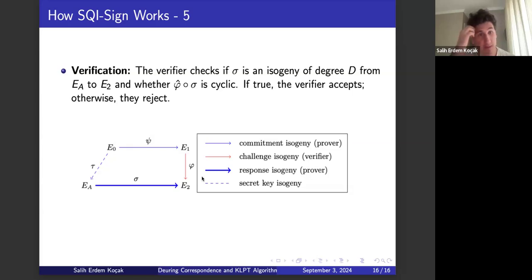And here the KLPT algorithm is used because when you want to compute a random isogeny from E0 to another curve, you know the endomorphism ring of E0. Because it's the publicly known elliptic curve, it's probably pre-computed, and using this endomorphism ring you can easily compute another isogeny to it. Okay, and that's the end for me.